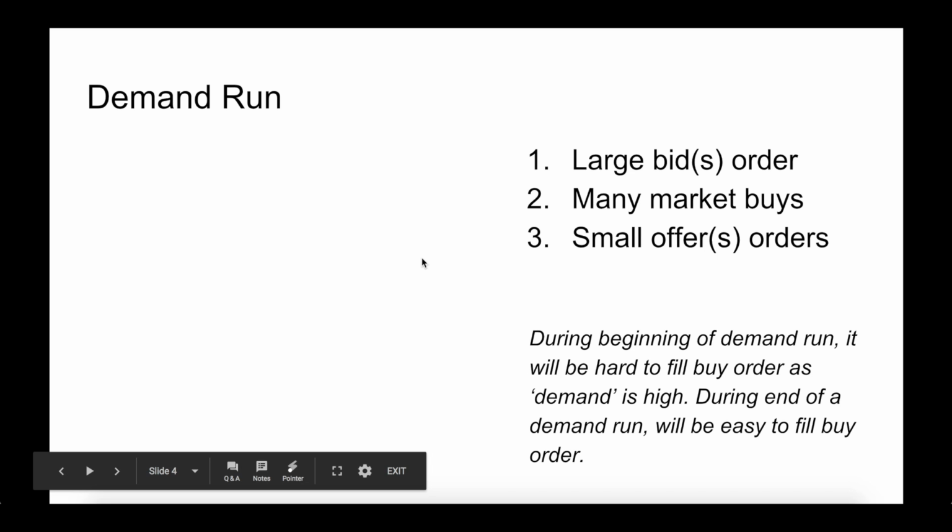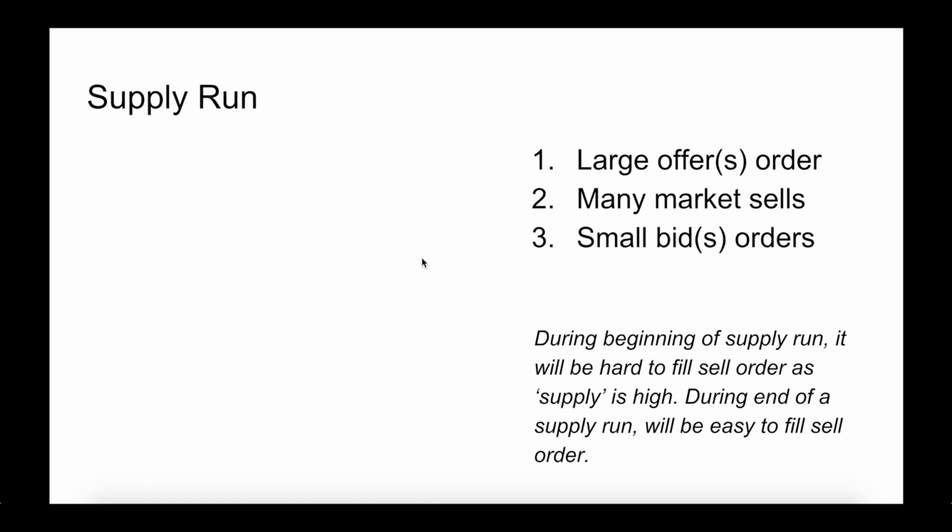And the other thing that you would have is a supply run. You can have a strong or a weak supply run. This is where you're going to have that large offer order, many market sells, and small bid orders. A weak supply run would probably have a small offer, not many market sells, or many market sells, but the price isn't really going much lower, and also decently sized bids. That would be a sign that the supply run's not too strong.